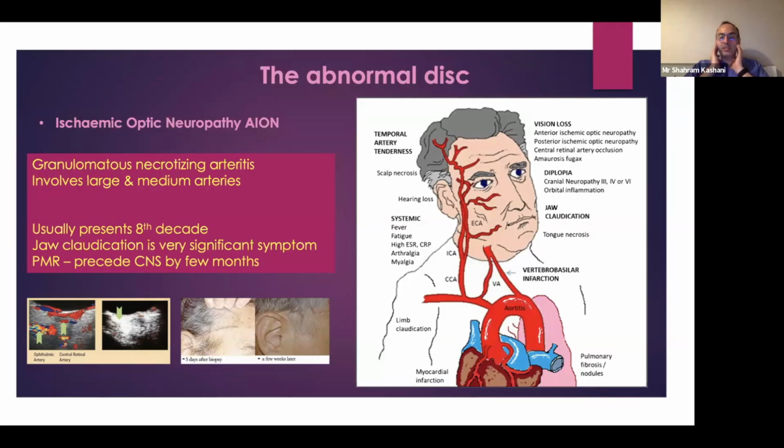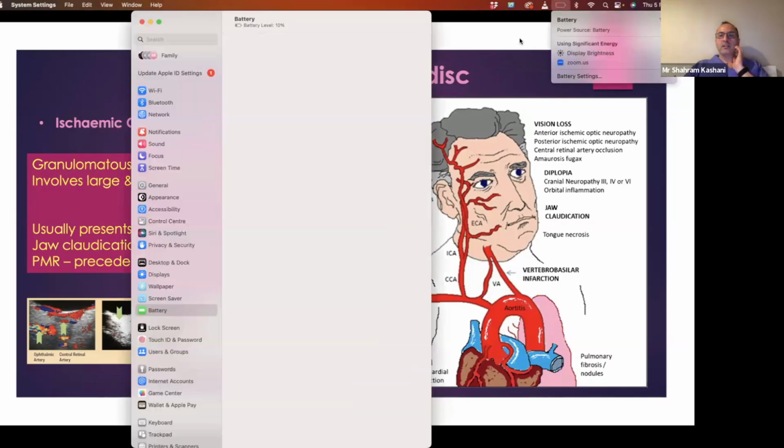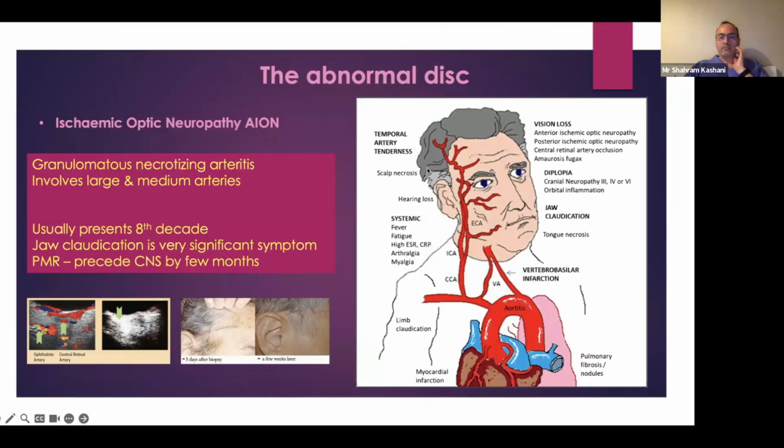That's because the masseter, which is a muscle in your jaw, will cause issues as you're chewing, and that ischemia as you're chewing can cause pain. So that's very important to know.